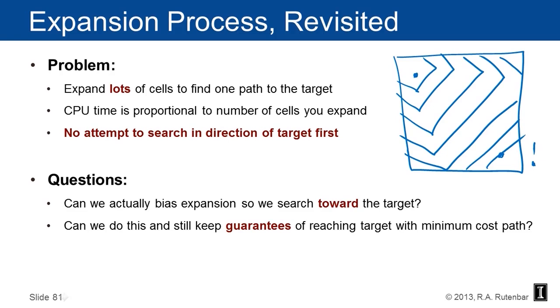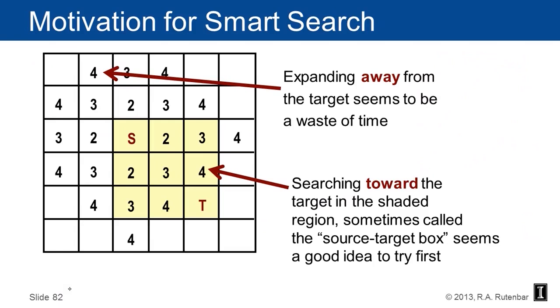So there's a question, which is, can you bias the expansion so you just head toward the target as opposed to searching in a breadth-first manner away from the target, just assuming that maybe that's a little more efficient. And, a side question based on all of our discussion of consistency and inconsistency, can you do this in a way that keeps any of the guarantees of reaching the target with a minimum cost path? Now, ignore the inconsistent cost function thing, just assume it's a consistent cost function. Can I do this at all? Can I do this in a way that doesn't mess up any of the nice properties of this minimum cost search stuff? The answer is yes, which is interesting.